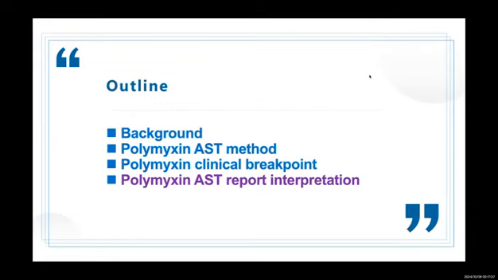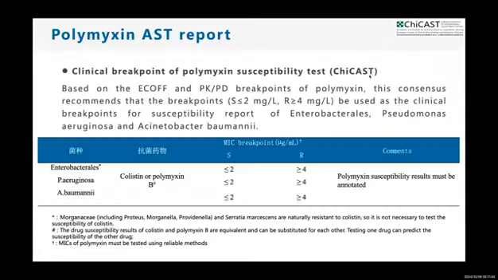So the final part of my talk is the polymyxin SD report interpretation. Firstly, we have to find the clinical breakpoint of polymyxin, which were published by ChiCAST. Based on the ECOFF and PK/PD breakpoints of polymyxin, this consensus recommends that the breakpoint, which is susceptible, is less than or equal to 2 mg per liter, and the resistance is greater than or equal to 4 mg per liter, be used as the clinical breakpoints for susceptibility report of Enterobacterales, Pseudomonas aeruginosa, and Acinetobacter baumannii.